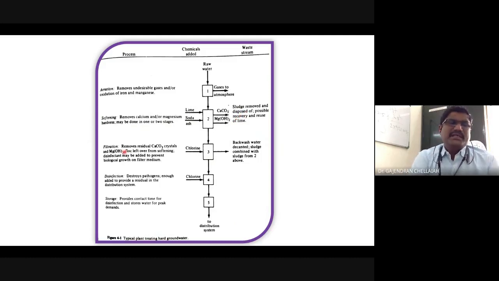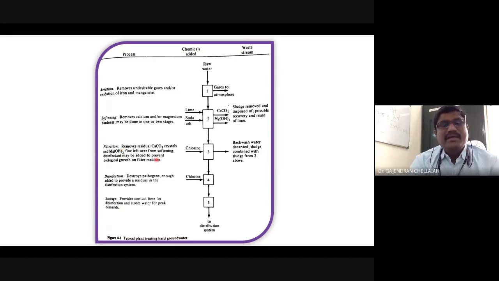Then we have filtration, the third stage. We remove residual calcium carbonate crystals and magnesium hydroxide floc left over from softening, and disinfectant may be added to prevent biological growth on the filter medium. In softening, we add lime and soda, so there is a possibility of crystal formation by calcium carbonate and magnesium hydroxide. To remove that, we have the filtration system. What is filtration? Filtration is a physical process. Through a filter medium, you remove the particles. That is called filtration.